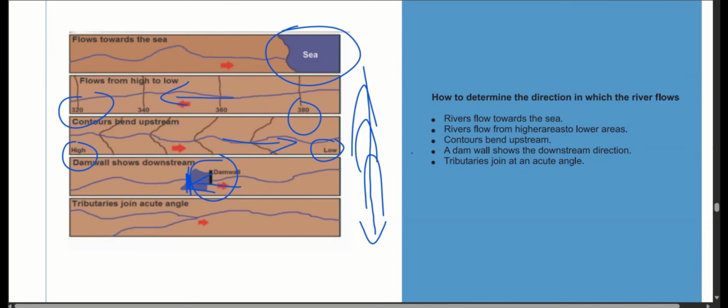And then the last method is using the tributaries, which is what we call the confluence in grade 12. So this is where your tributaries are joining at an acute angle. So each time you have a confluence, which is your tributaries or your streams joining, that's where your river is flowing. So if this confluence was in that direction, it means now this river will be flowing towards the north. Let's look at examples.